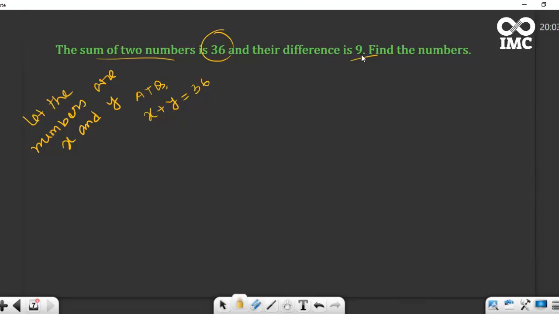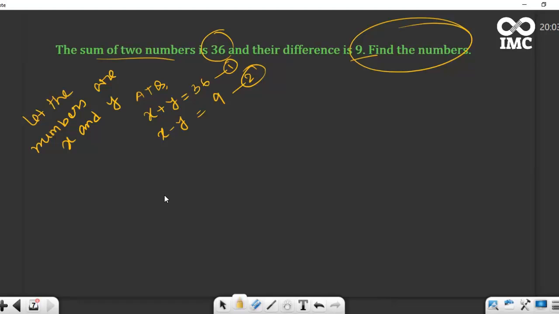And their difference is 9. So if we write X minus Y, then it will be 9. Now the question asks to find out the numbers. So this is equation number 1. This is equation number 2. So how can you solve? Very simple one. Just add them.